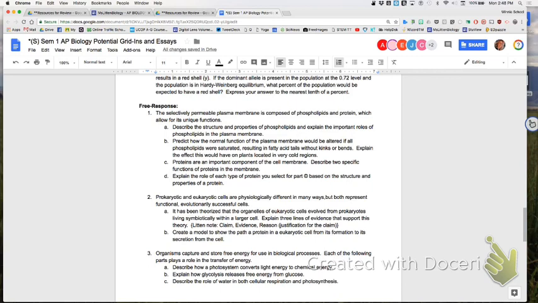No. How about predict how the normal function of the plasma membrane would be altered if all phospholipids were saturated, resulting in fatty acids without kinks or bends? Explain the effect it would have on plants. Have we talked about that? No. Proteins are an important component of the cell membrane. Describe 2 specific functions of proteins in the membrane. Have we really talked about them? No.